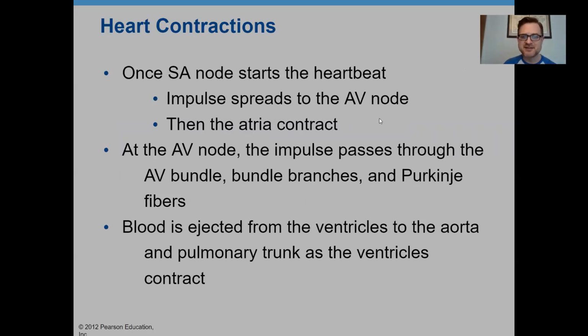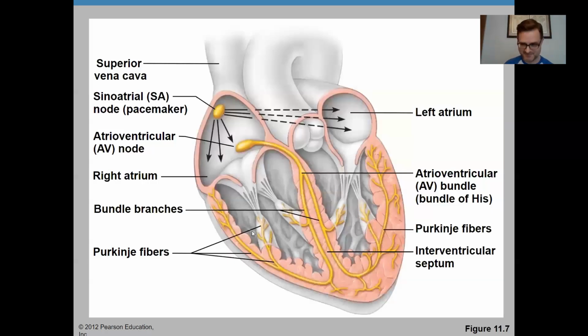Anything new on this slide? Nope. Starts in the SA node, goes down, the atria contract, and the ventricles contract. So it goes AV bundle branches, Purkinje fibers. And the idea is to eject blood from the atria to the ventricles, then up to either the aorta or the pulmonary trunk. Basically, I want you to know SA node, right ventricle, rhythmic contractions, top to bottom. Same picture.